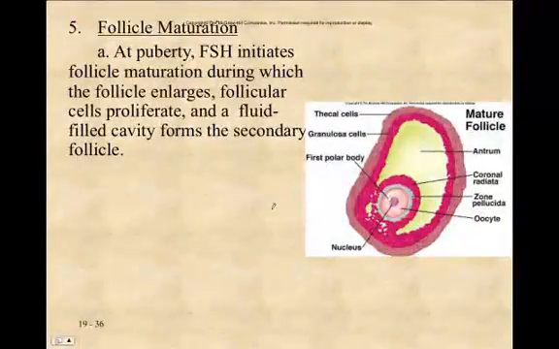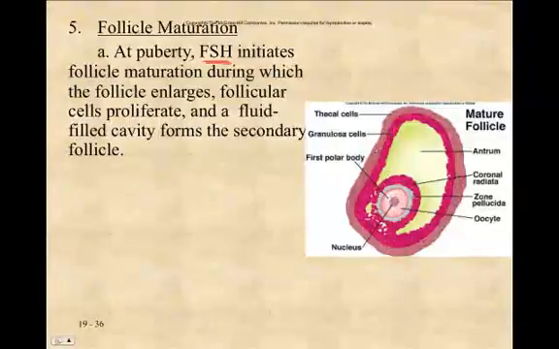Okay, so now let's talk a little bit about how the follicles mature for these eggs. At puberty, and this is where we start to get into talking about some of the hormones, follicle-stimulating hormone will be released, and it's going to initiate the follicle maturation process. When we talk about follicle maturation, what we mean is initially you start out with these little primordial follicles where you just have a few follicle cells surrounding the oocyte.